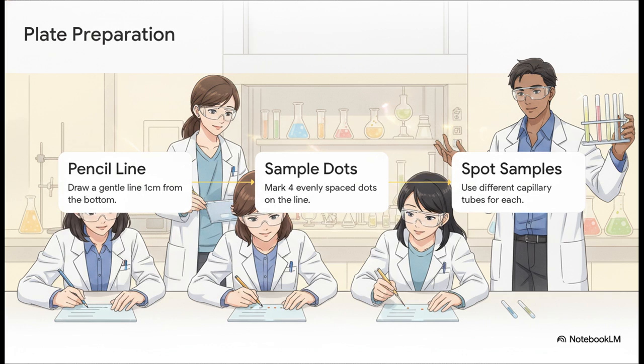Finally, we use these tiny glass microcapillary tubes to apply a super small drop of each sample onto its designated dot. You just tap it gently against the plate a few times. And crucially, we absolutely must use a brand new tube for every single sample to prevent cross-contamination. We want our results to be completely unambiguous.